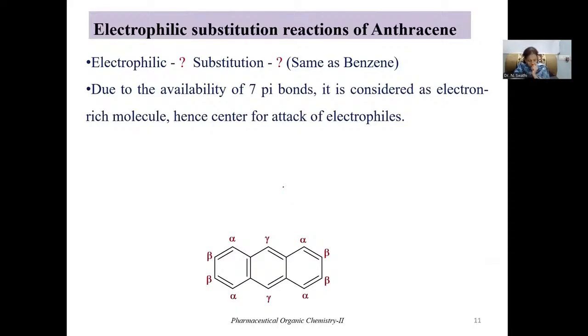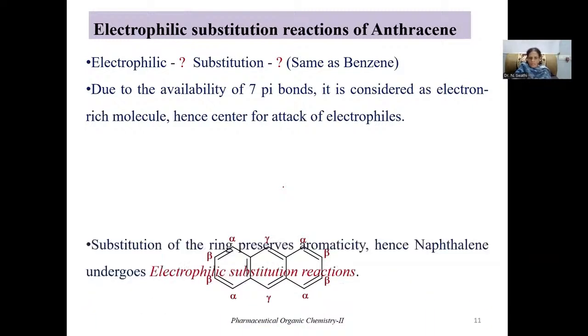Okay. So here anthracene consists of 7 conjugated double bonds. Due to the availability of 7 pi electrons, anthracene is considered an electron rich molecule and becomes a site for the attack of electrophiles. It is because of this reason that among the 3 types of reagents, that is electrophile, nucleophile and free radical, electrophiles will be more prominently attacking on the aromatic ring systems of anthracene.